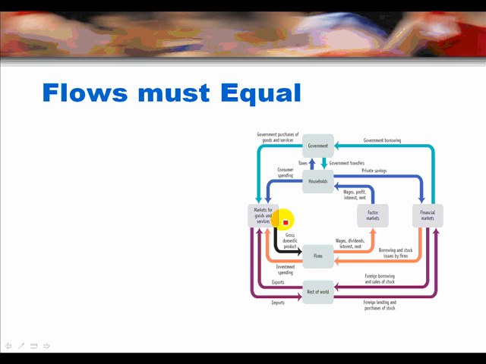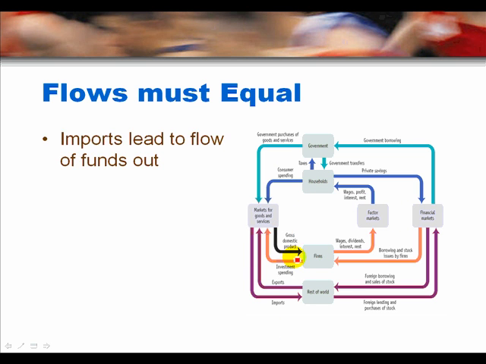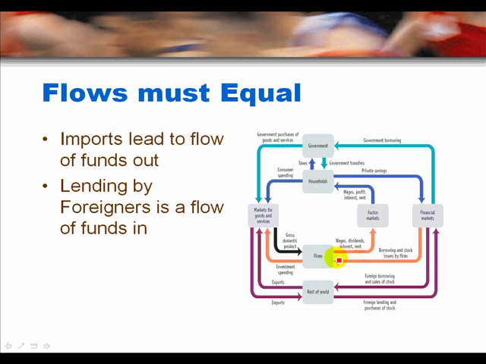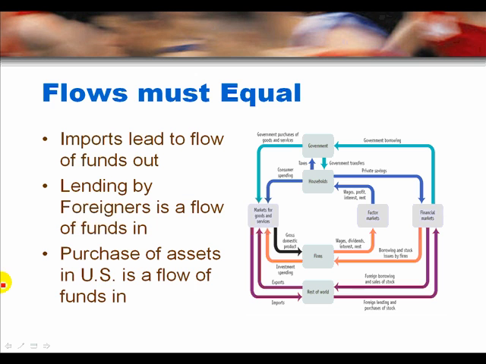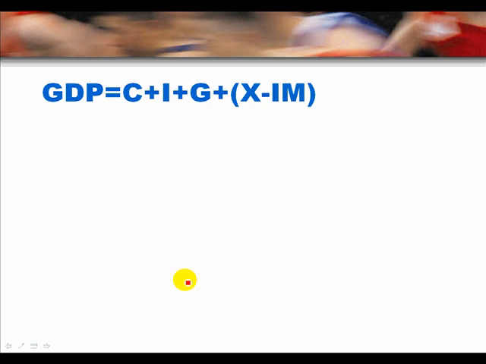And remember, flows out of any box must equal what goes into it. So when you buy an import, that's a flow of funds out. And lending by a foreigner is a flow of funds back into this economy. Purchases of assets in the U.S. is a flow of funds in. We cannot have funds constantly flowing out. They must find their way back into the system, and the way they do that is by purchases of financial assets.